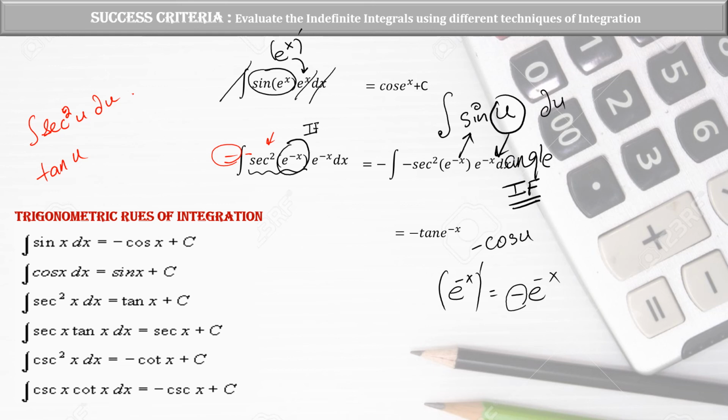If we have a numerator and denominator, and in the denominator we have some power, then 100% we will apply the power rule. But if in the denominator the power is 1, then of course we will apply the logarithmic rule of integration.